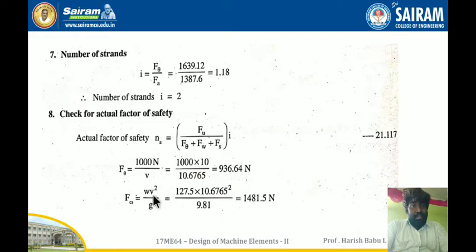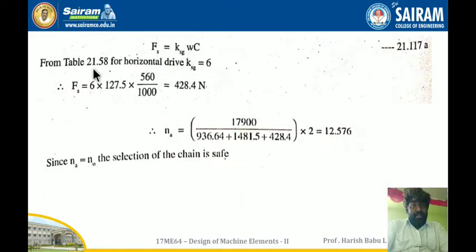FCS is nothing but WV square by G. So W is already taken, velocity we found out, G is 9.81. So I'm going to get 1481.5 Newton. So for finding FS, I have to go for table number 21.58. For a horizontal drive, the KS will be equal to 6.